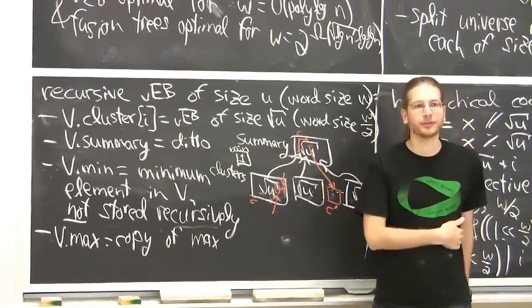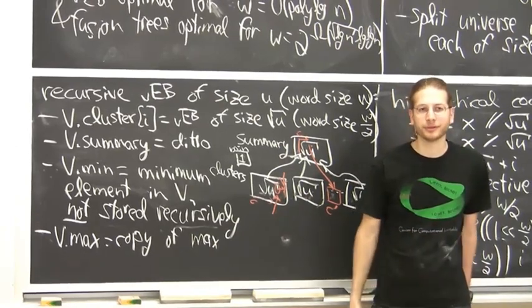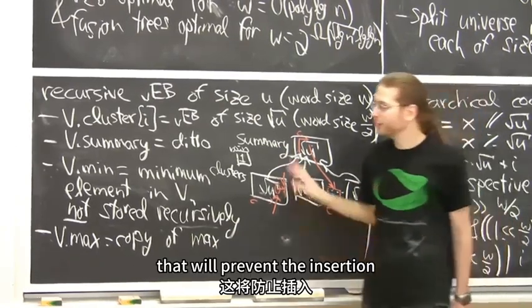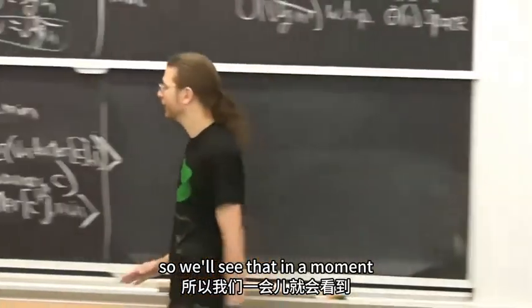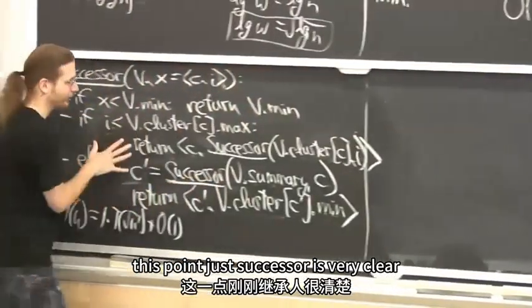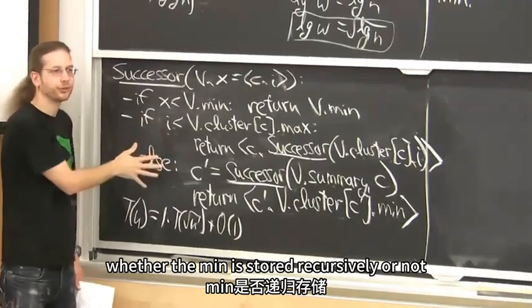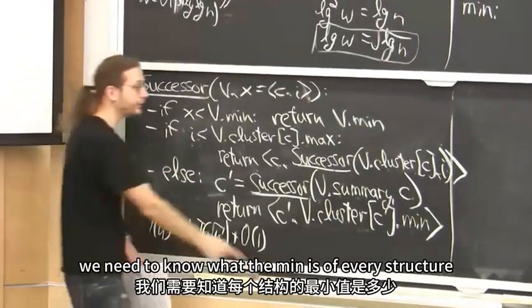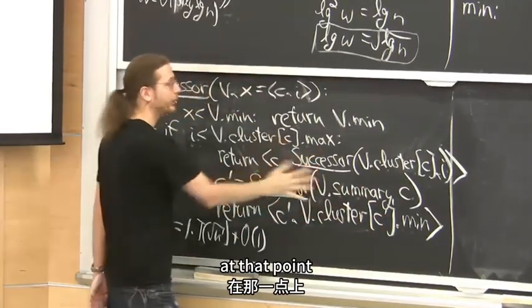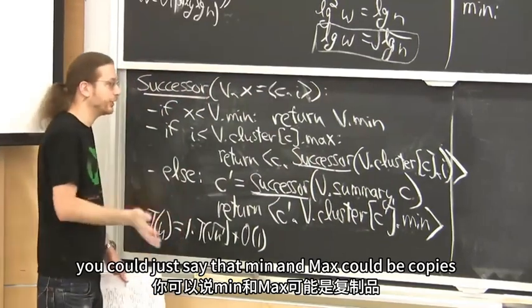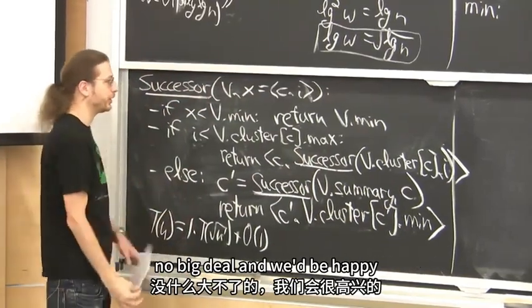So is that what prevents it from sort of... That will prevent the insertion from doing two recursions instead of one. So we'll see that in a moment. At this point, successor is very clear. This would work whether the min is stored recursively or not. But we need to know what the min is of every structure. We need to know the max of every structure. At this point, you could just say that min and max could be copies, no big deal, and we'd be happy.